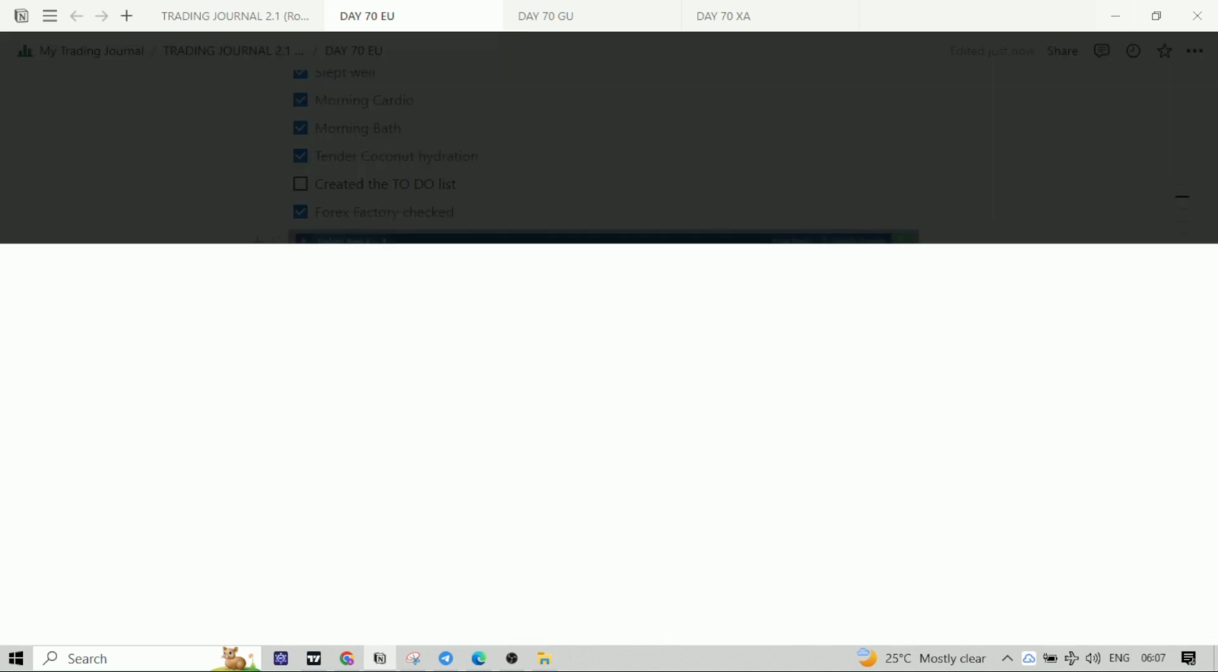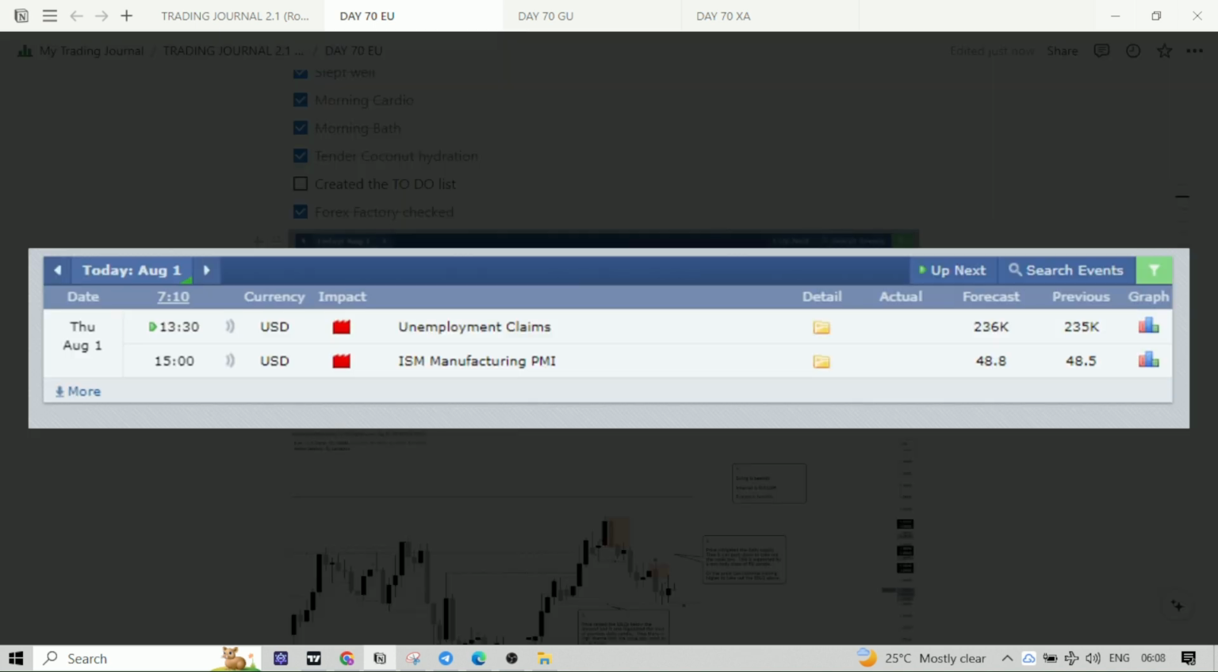So before starting my precision analysis, I usually check the Forex Factory news. And there were two news events, one at 1:30 and one at 3. Both were high impact. So I expected a big change during this 1:30 news because anything can happen during this news.